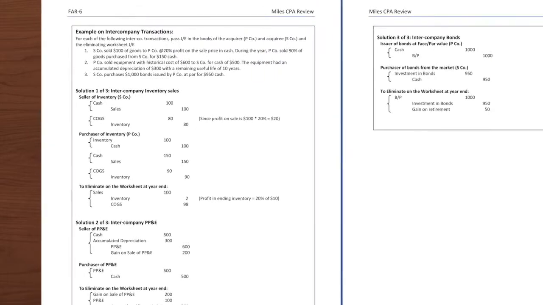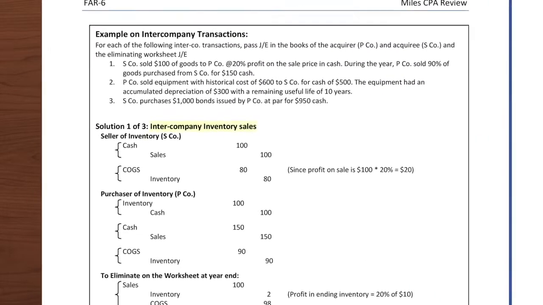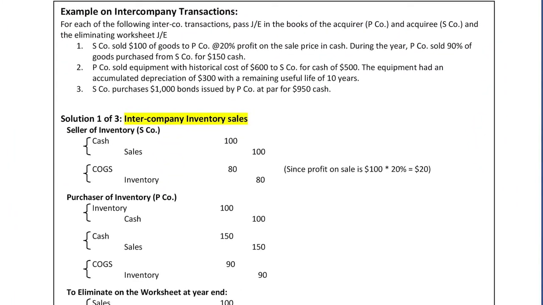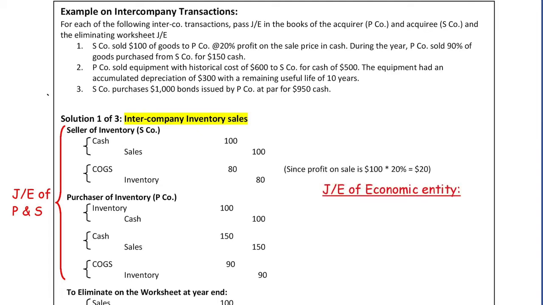Moving on to page 20, highlight intercompany inventory sales. And you have the journal entries in the books of the S company and the P company. So put a bracket there and write journal entries of P and S in the parent's books and in the subsidiary's books. And on the right, journal entry of economic entity.